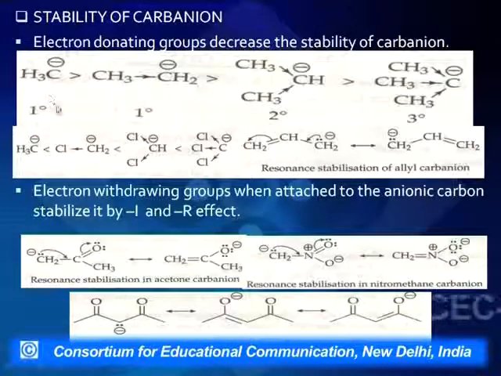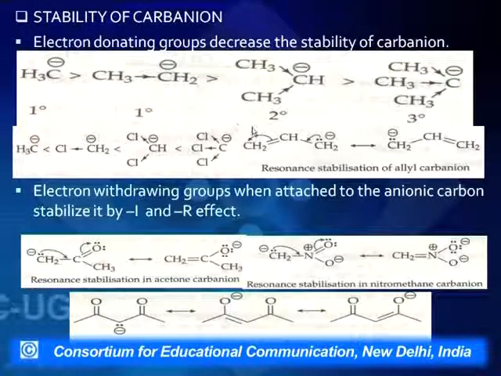Now what we do is we attach electron withdrawing groups to the carbanion. Then this carbanion is stable because this will pull the electrons towards itself, thereby increasing the stability of this carbanion. In the next case, we have 2 electron withdrawing halogens. They will stabilize the carbanion further. Again, through inductive effect, they are increasing the stability of the carbanion.